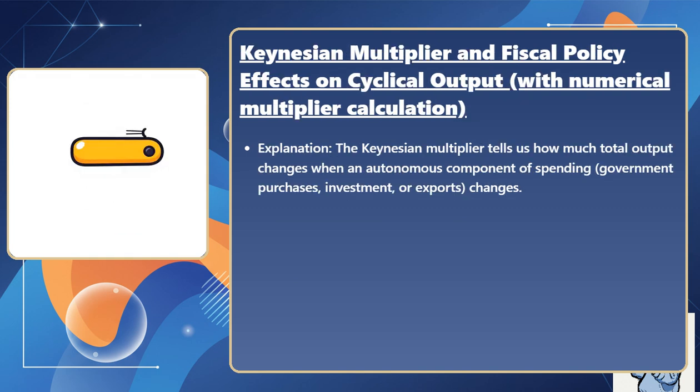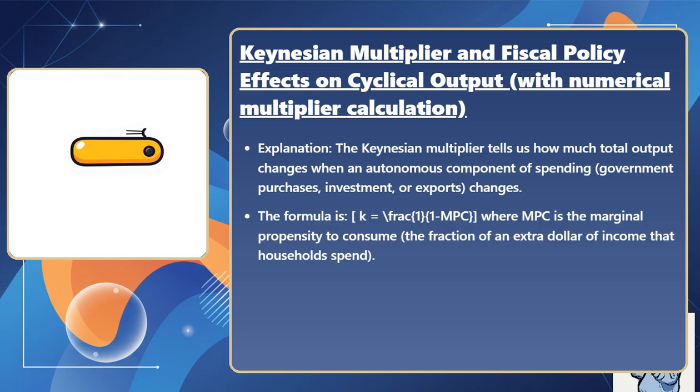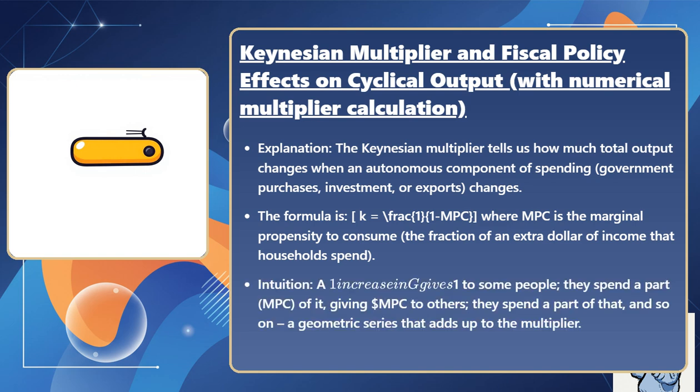Explanation. The Keynesian multiplier tells us how much total output changes when an autonomous component of spending, government purchases, investment or exports, changes. The formula is K = 1/(1 − MPC), where MPC is the marginal propensity to consume, the fraction of an extra dollar of income that households spend. Intuition: a $1 increase in G gives $1 to some people. They spend a part, MPC of it, giving MPC of it to others. They spend a part of that, and so on, a geometric series that adds up to the multiplier.